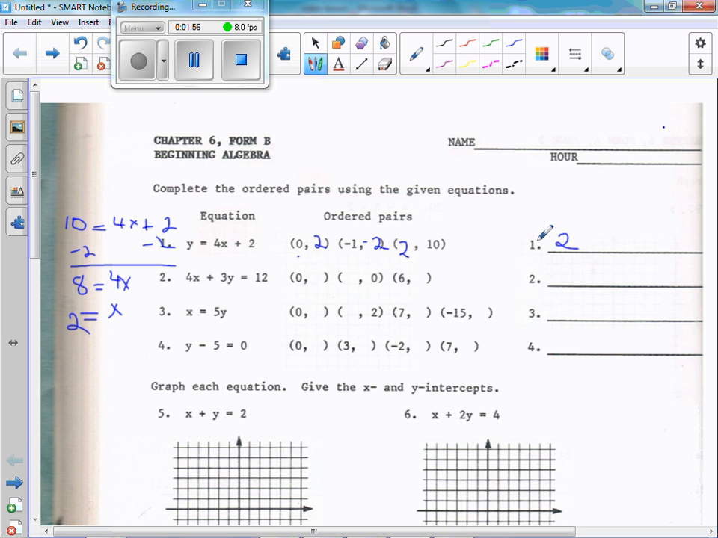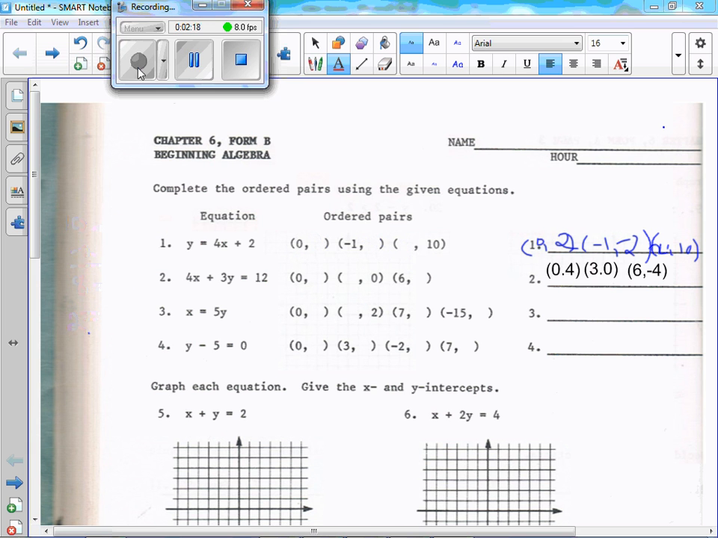The first one would be 0, 2, negative 1, negative 2, and 2, 10. Whoops, 2, 10. Hope y'all are getting this. Okay, try the next one. Let's see if you get it right.